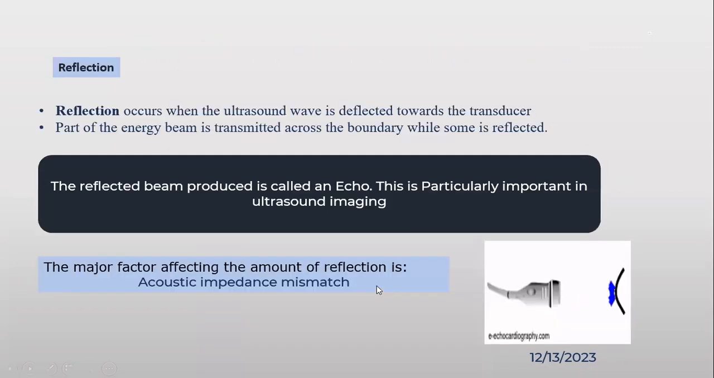And here, a quick definition: reflection occurs when the ultrasound wave is deflected toward the transducer. Part of the energy of the beam will be transmitted across the boundary, while some of it will be reflected. Here it appears that part of it will be transmitted, part of it will be scattered, and part of it will be returned back to you. The reflected beam produced is called an echo. This is particularly important in ultrasound imaging.